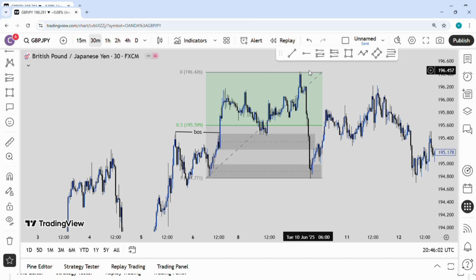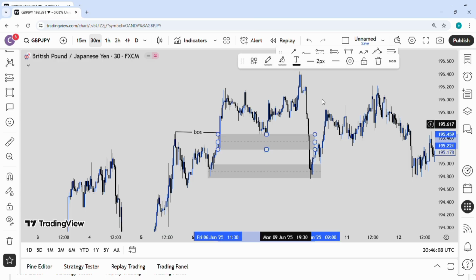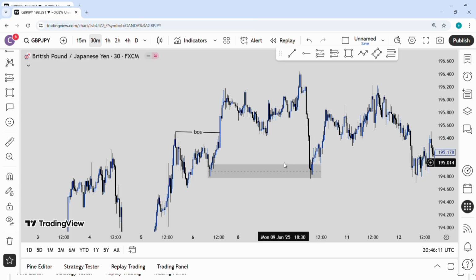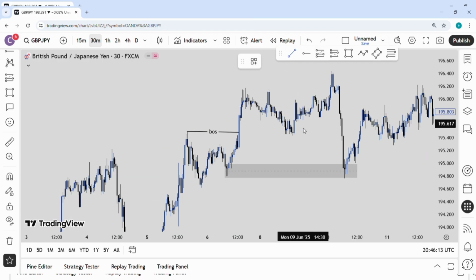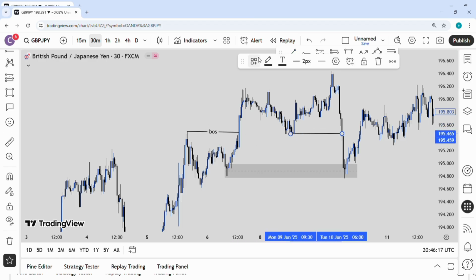Now you can see something like this. Let me show you, let me give you an example before we go back to this one. Now look at it, look at here. This is a change of character to the downside. After this break of structure is a change of character, because now we are changing character to the downside.